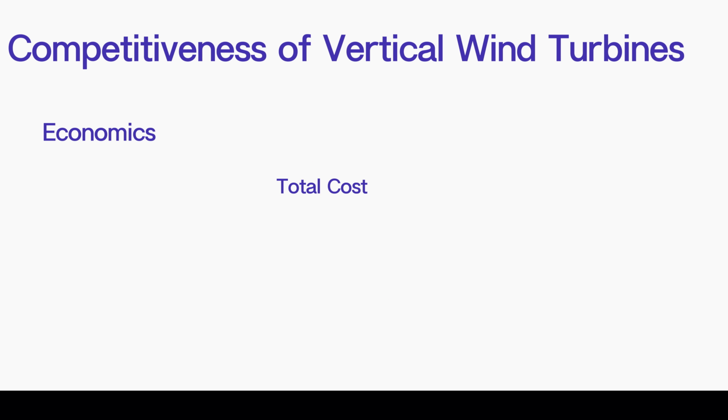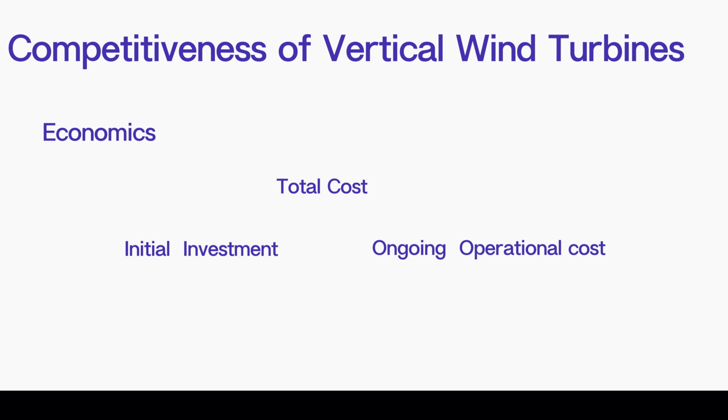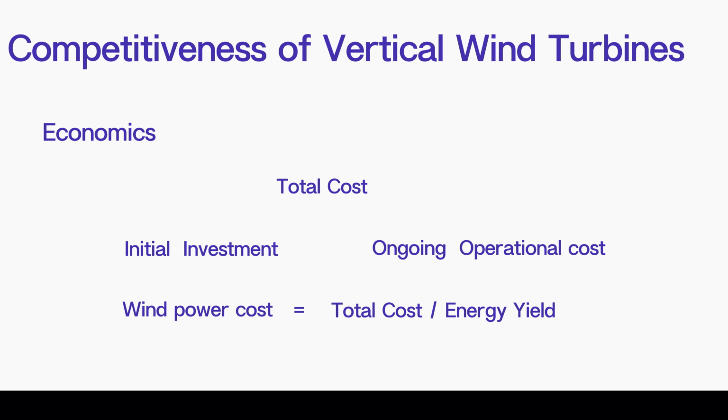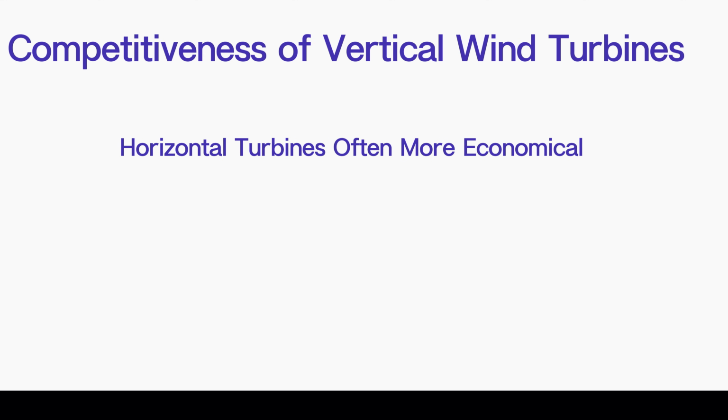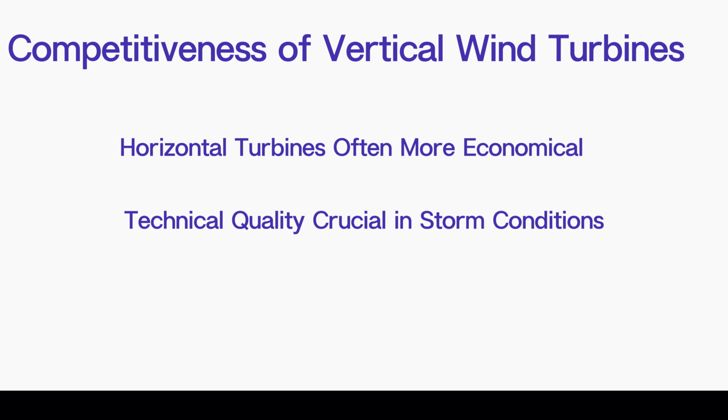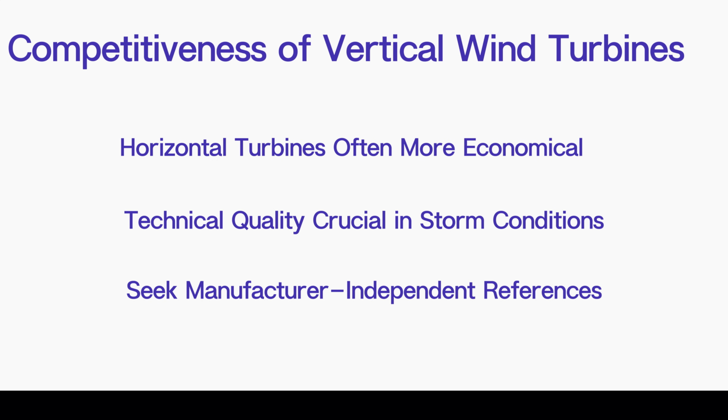Total costs include the initial investment and ongoing operating costs, emphasizing the importance of stormproof and high-quality technology for optimal performance. Calculating the cost of wind power involves dividing total costs by electricity yield, resulting in euros per kilowatt-hour. Horizontal turbines often prove more economical due to superior electricity yield and comparable costs. Technical quality is crucial, especially in storm conditions, with successful outdoor operation over months demonstrating a turbine's maturity. Buyers should seek manufacturer-independent references to gauge storm-proof performance.